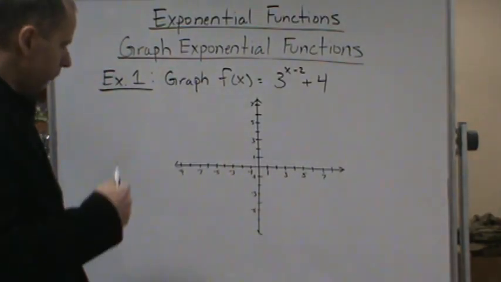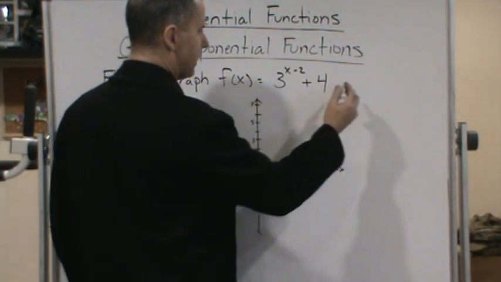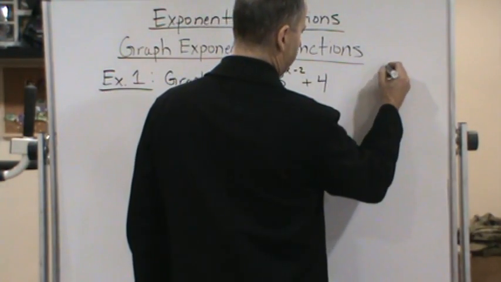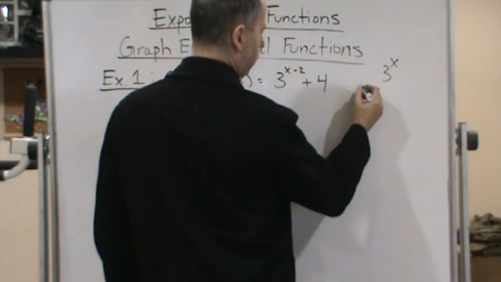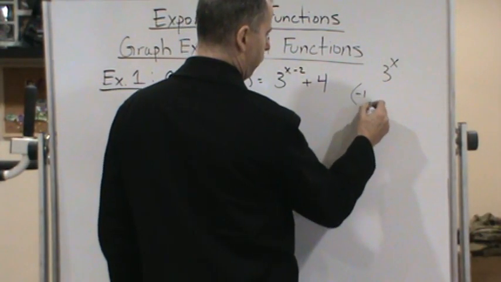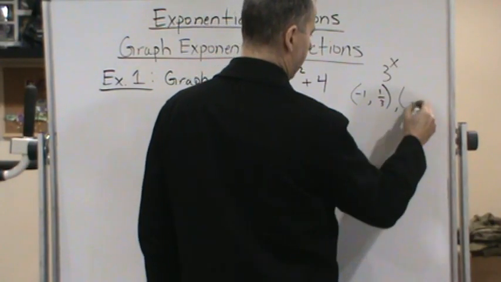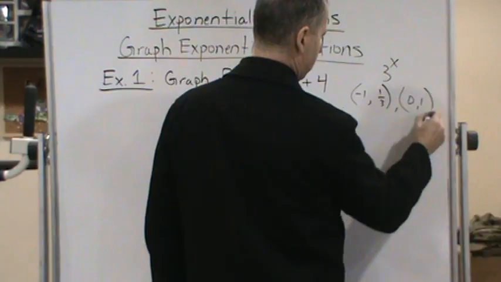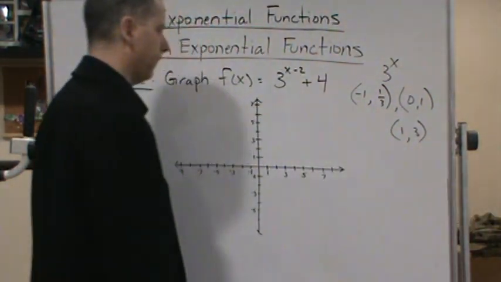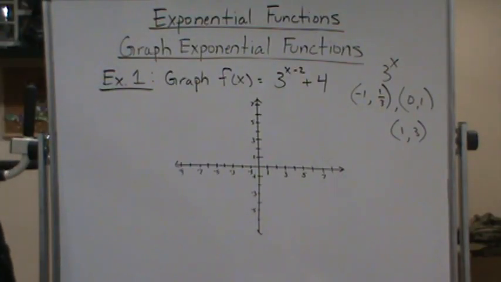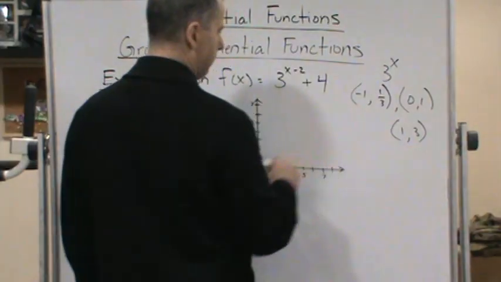So we know just from the properties that this basic function, let's call 3 to the x, right? We know that it's going to go through these 3 points: -1 and 1/3, 0, 1, and 1, 3. Okay? Now, what's happening to each one of these 3 points?